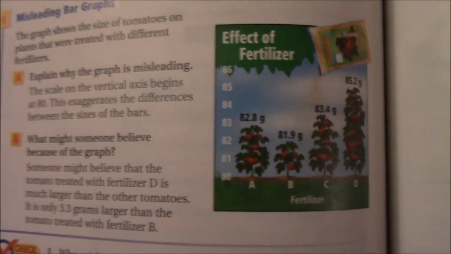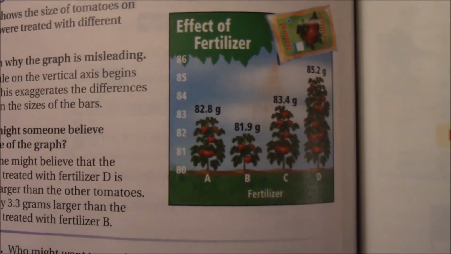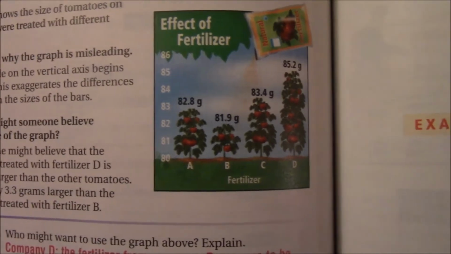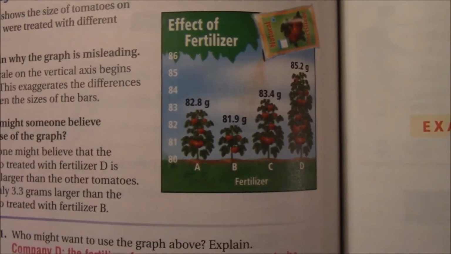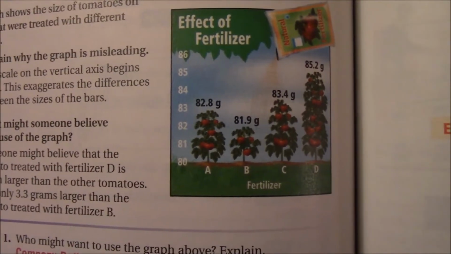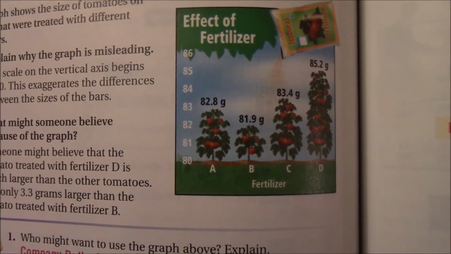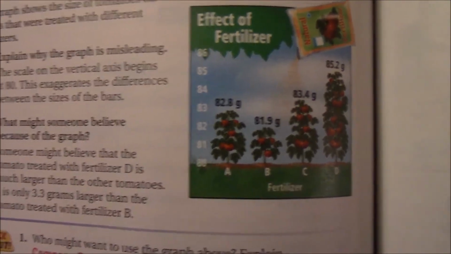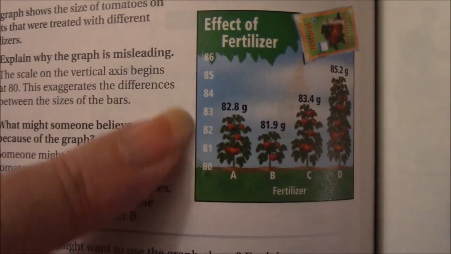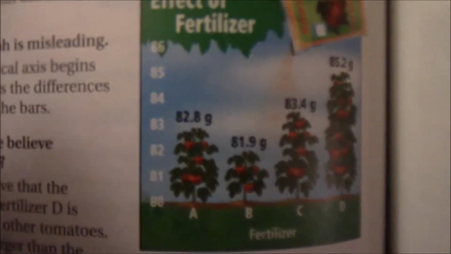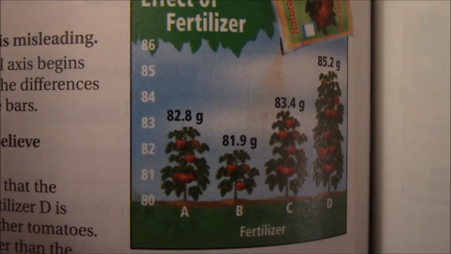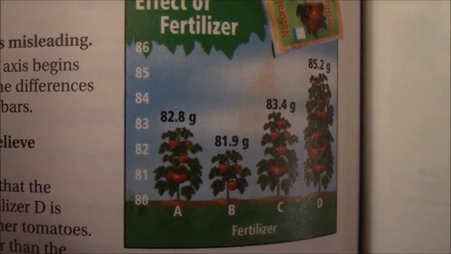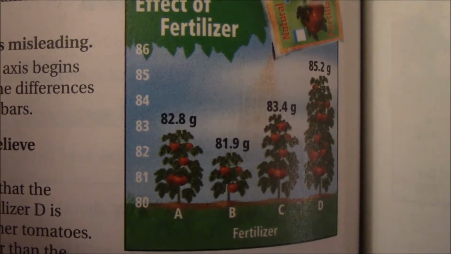We have the effect of fertilizer, and you can see we have 4 plants, and it looks like the plant with the fertilizer that we're trying to sell is the absolute most fantastic, because look how much bigger the graph goes. This is a misleading graph because if you look at the numbers along the sides, they go up by 1 gram. 1 gram is about the weight of a paper clip.